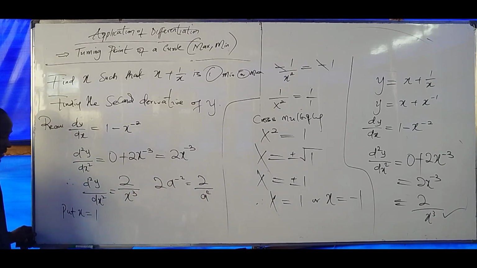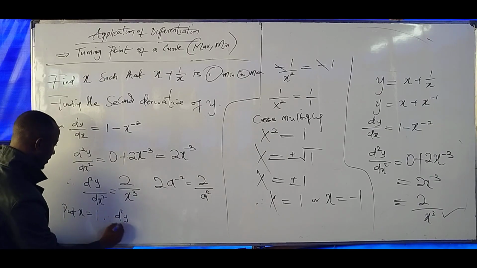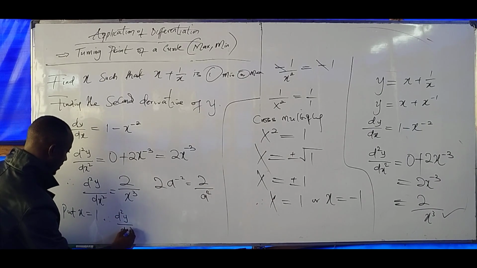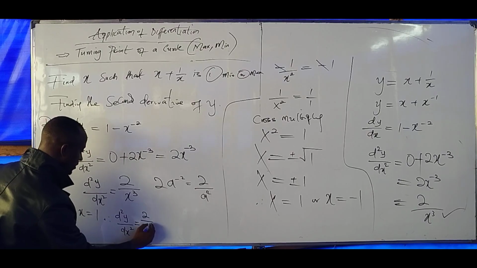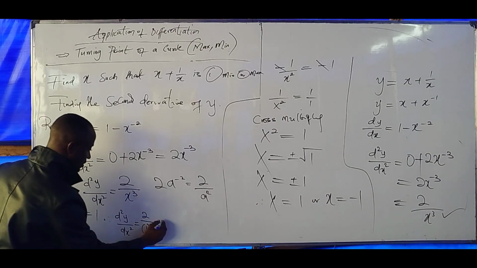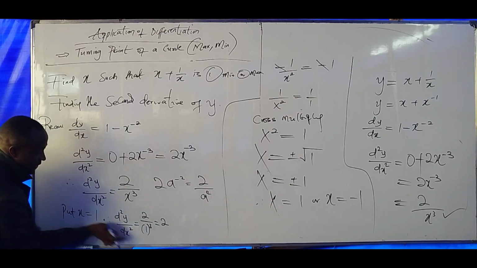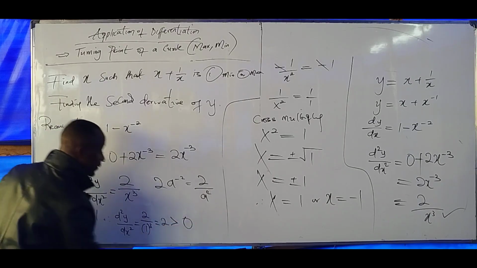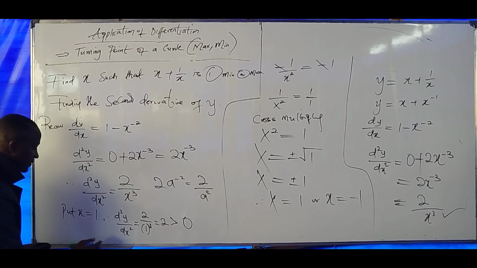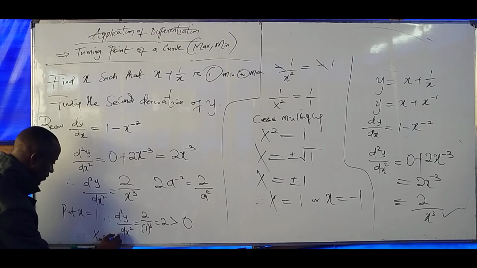1, right? Okay. Therefore, we're going to have d2y over dx squared equals 2 over 1 raised to 3, which is 2. This value we have here, is it greater than 0 or less than 0? If it's greater than 0, what do we call it? Therefore, our x minimum equals 1.